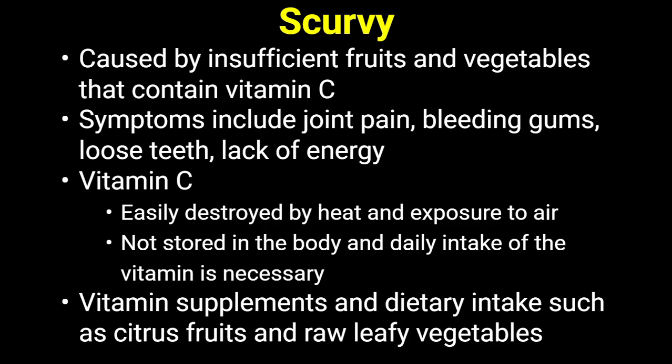Treatment consists of vitamin C supplementation and increasing foods rich in vitamin C, such as citrus fruits, strawberries, tomatoes, bell peppers, broccoli, and leafy green vegetables. Symptoms usually begin to improve within a few days after treatment is started. For NCLEX, remember the hallmark findings: bleeding gums, poor wound healing, easy bruising, and vitamin C deficiency. The treatment is vitamin C replacement and a diet rich in fresh fruits and vegetables.